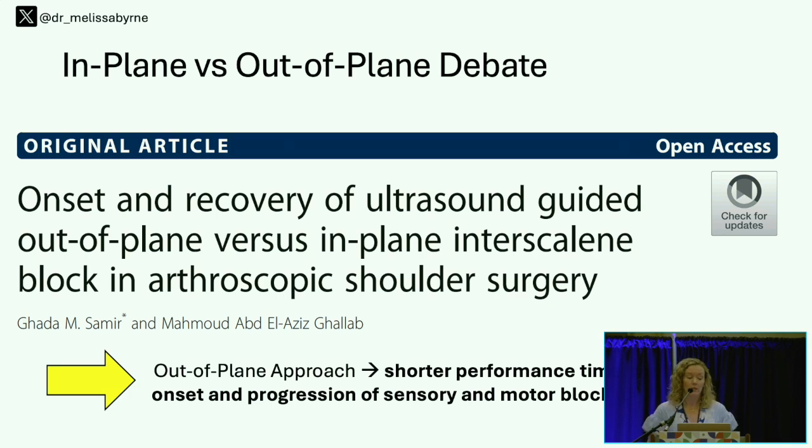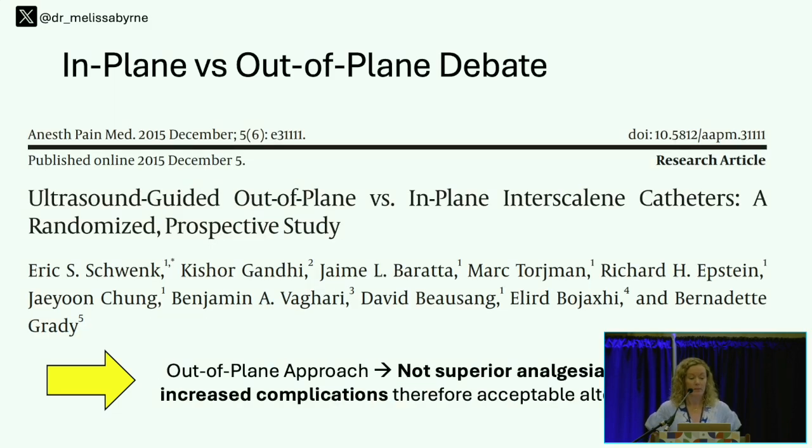This is a study where they looked at the onset and recovery of interscalene blocks for shoulder surgery using an out-of-plane approach. And what they found is that out-of-plane led to decreased performance time as well as faster onset of both sensory and motor blockade. A study by Dr. Schwenk noted that for patients who are having a catheter placed for shoulder surgery, there was no superior analgesic benefit to an out-of-plane approach, but there were also no increased complications. And so for certain patients, perhaps based on body habitus, it is safe to use an out-of-plane approach without any given concerns for the patients.